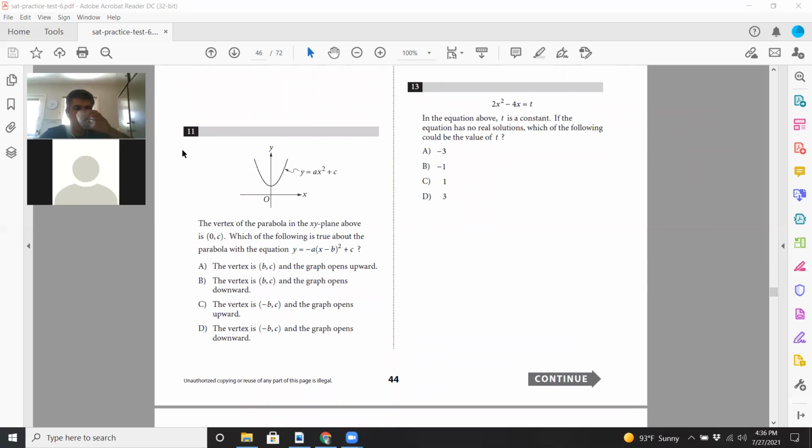Let's look at 11 and 13. I'll give you guys a little push for 14, 15. 11 is the only quadratic function that tells the vertex is 0, comma c. So this is right here, 0, comma c. And then apparently they do a transformation. So you've got to know your transformations, which we do cover often in algebra and pre-calc. It's actually one of the main skills you get out of both classes.